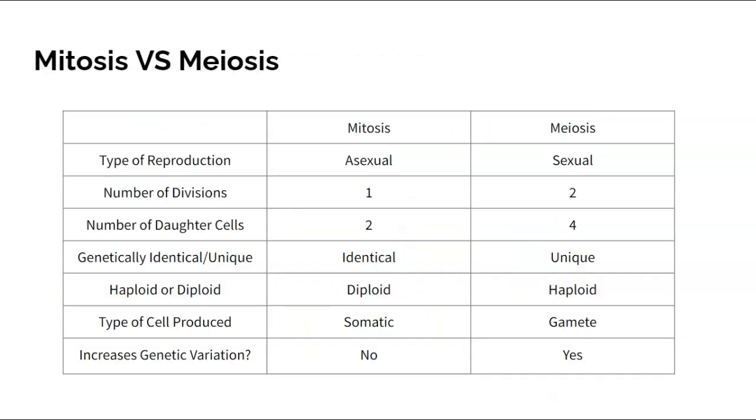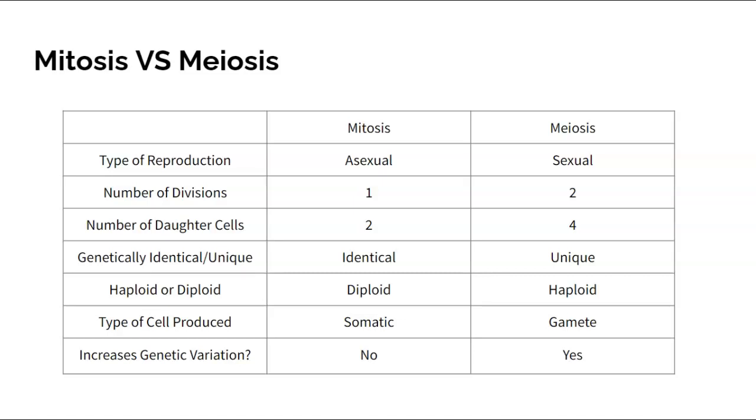Now let's talk about comparing and contrasting mitosis versus meiosis. We've talked about both of these. Meiosis we're not going to get super into, but you should know the basics, right? So the type of reproduction: because mitosis makes identical cells and there's only one parent, that's considered asexual reproduction. In meiosis, because there's an egg and a sperm cell, that means 2 different parents, it's sexual reproduction.